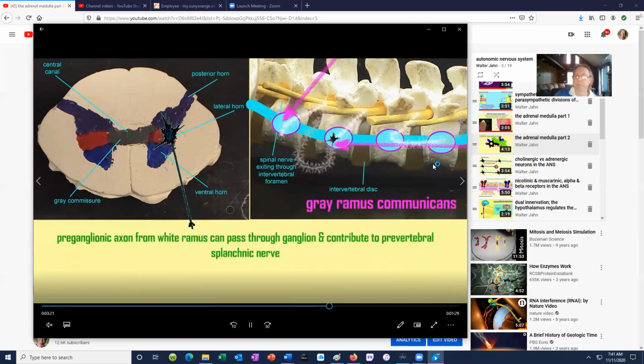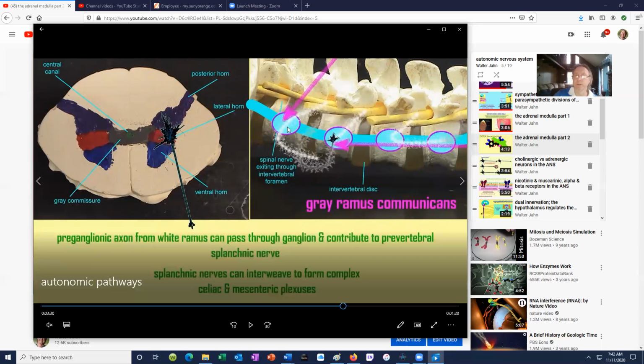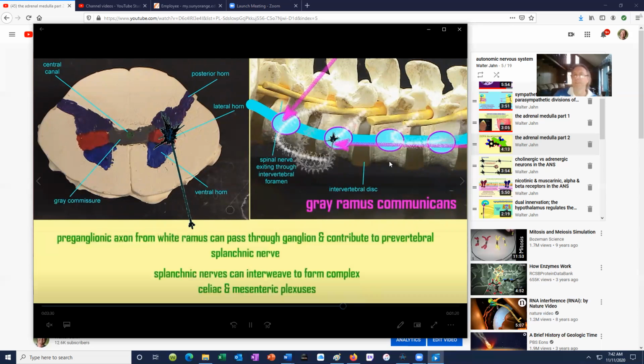Now, some of them might run underneath the spinal cord, ventral to it, and now form what's called a splanchnic nerve. So you'll see this one did not synapse in the ganglion. It went straight through. It's now going to go alongside the ventral side of the spinal cord as a splanchnic nerve, and they can get really complicated.